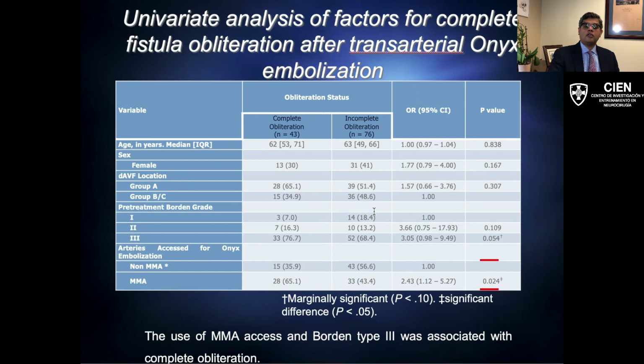And if you look at what was the major factor which predicted a complete fistula obliteration after transarterial Onyx embolization, you find that the use of middle meningeal artery access and Borden type 3 was associated with complete obliteration. So you can see if it's a Borden type 3, the p-value was 0.054, so it's very close to significance here. And the middle meningeal artery was 0.024.